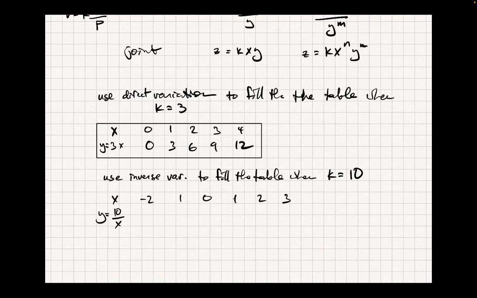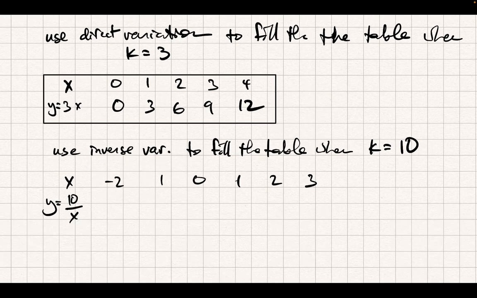So go, Annabelle, give me the first one. -5, or 10 over -10, so -1. Oh, I'm so sorry. All right, Sydney, go. 10 over -5 is -2. You didn't put a negative sign. The x values are -2, -1, 1, 0, 1, 2, 3.